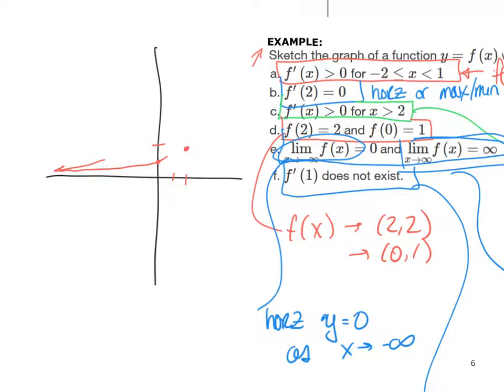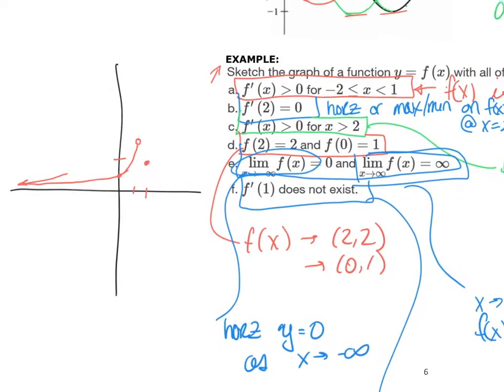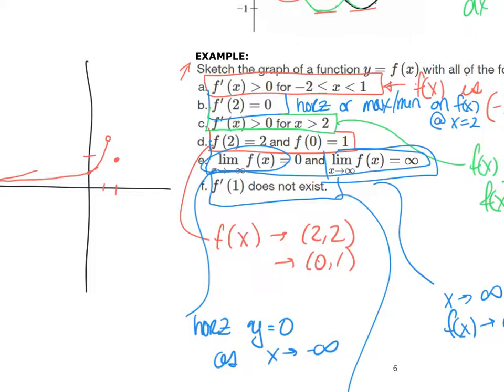I know at 1 that it doesn't exist, so let's do an open dot there. And so I've got that increasing in there. And then I know that from 2 and above it is a positive slope in that region. Oh, and I know at 2 I need to have a horizontal tangent, so this could be a max. It could look something like that with a horizontal slope right there at 2. Or I could have a corner right there at 2 if I wanted. Okay, how was that?